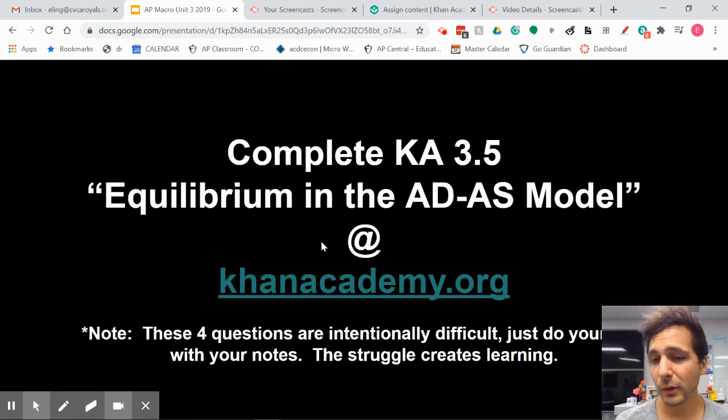That's it. Check out Khan Academy 3.5, equilibrium in the ADAS model. Know that it indicates price level and GDP, and know the different gaps, recessionary and inflationary gaps, depending on where we're at relative to the long run aggregate supply.